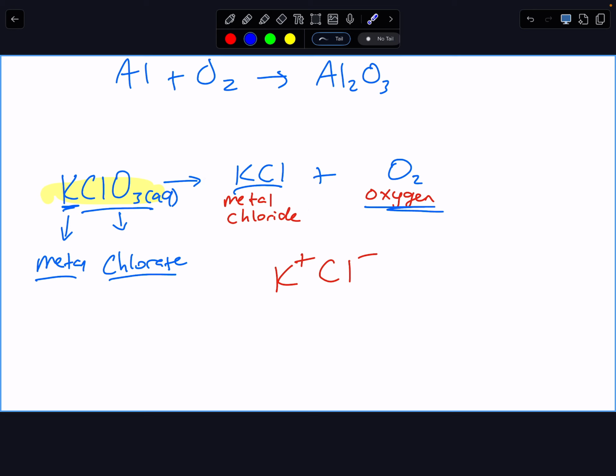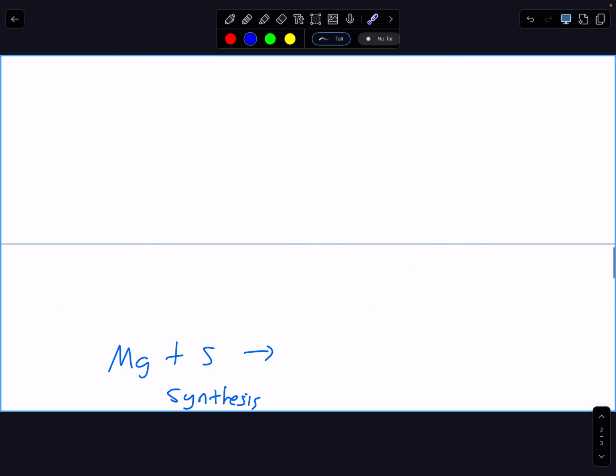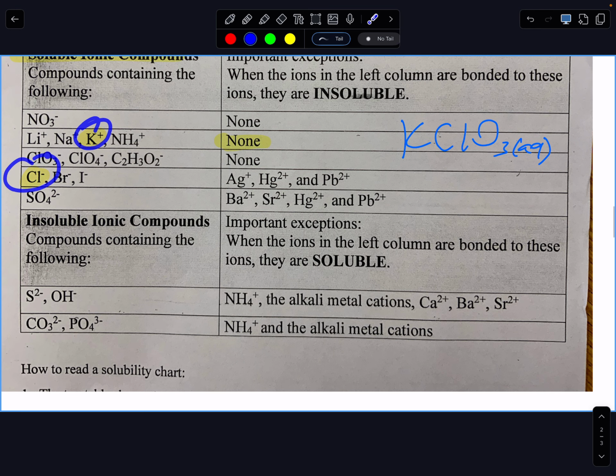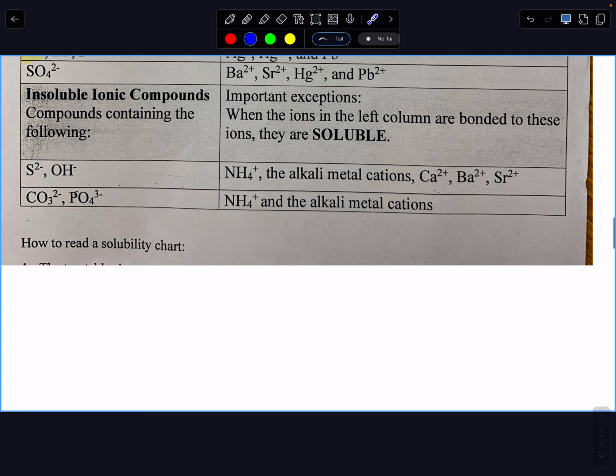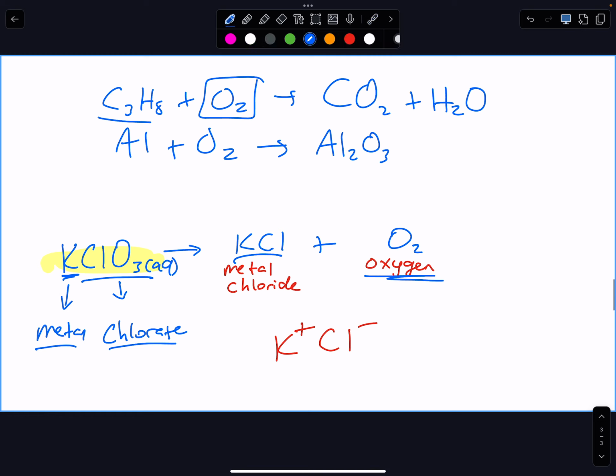Okay. So, next, I want to know again. State of matter for this is aqueous, according to my table. K does not fall here. It works out. So Cl is soluble. K is soluble. The compound is soluble. So I put aq for soluble. Oxygen is a gas. Does that make sense what I just did? Oxygen is always a gas.